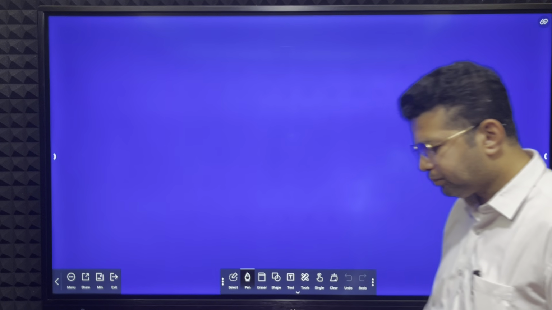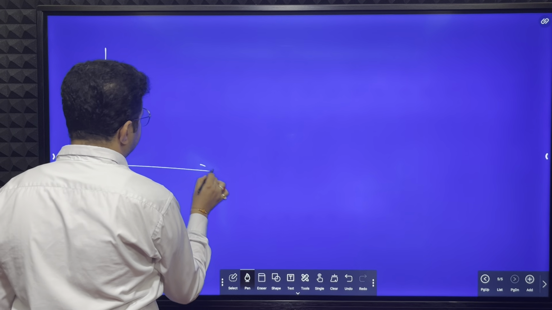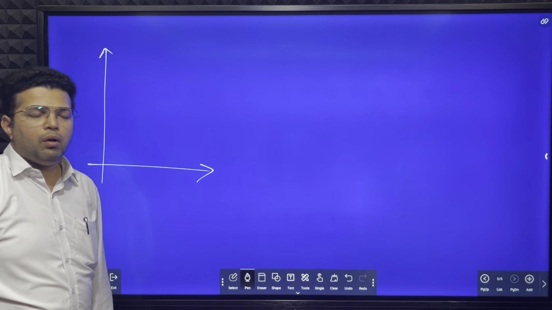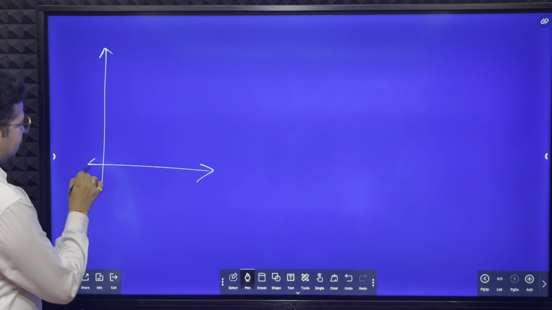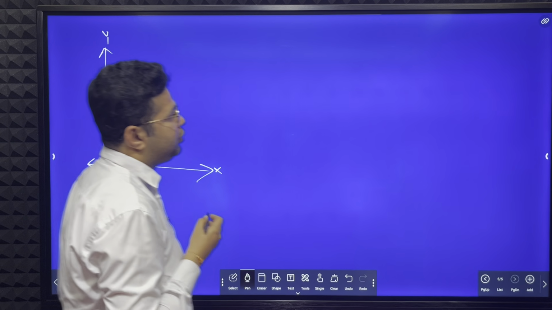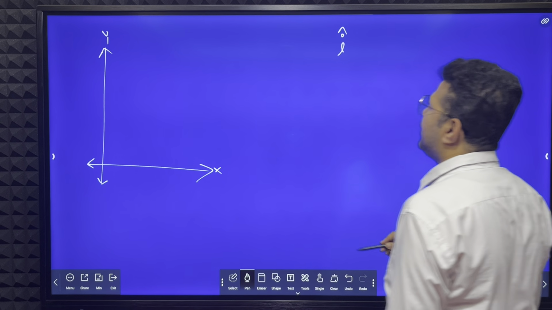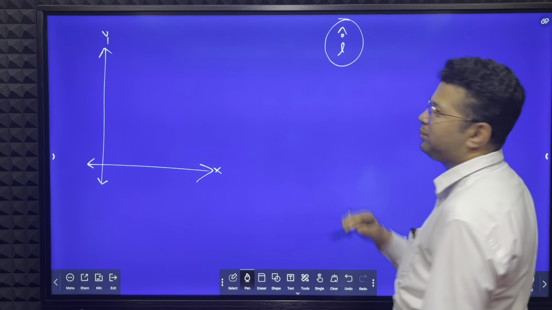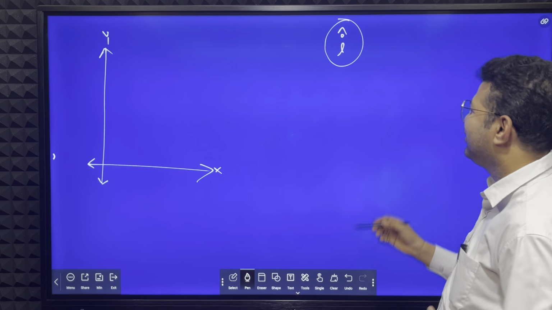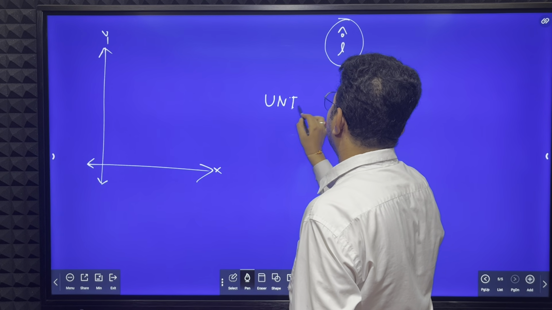Now say for example, we'll try to understand the situation. Say this is the x-axis, this is the y-axis. One more thing I should teach you. There is something called I cap. What is I cap? I cap is a unit vector. What is a unit vector? Before that, let me tell you what is a unit vector.